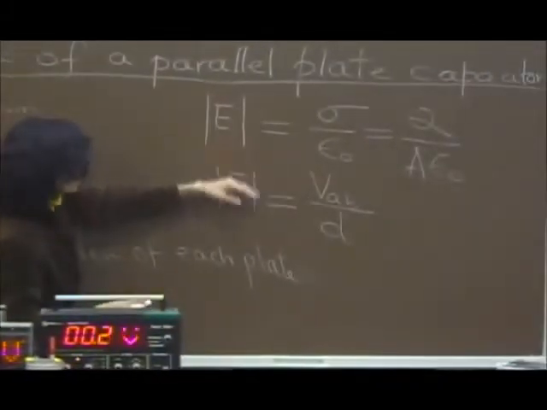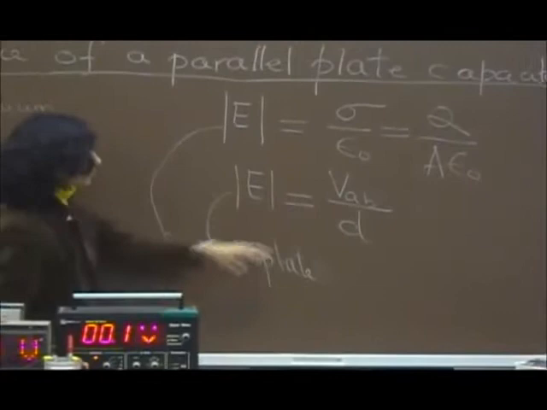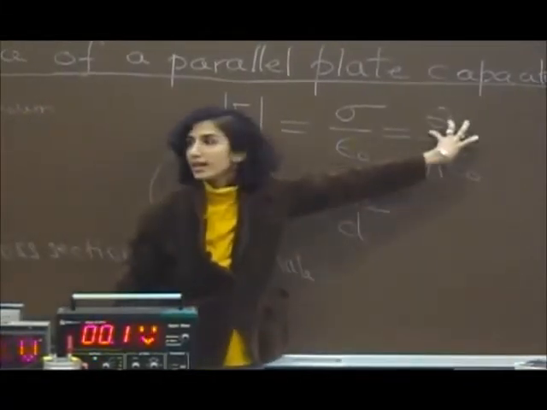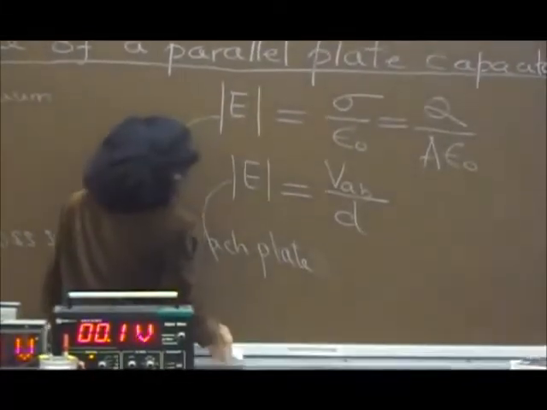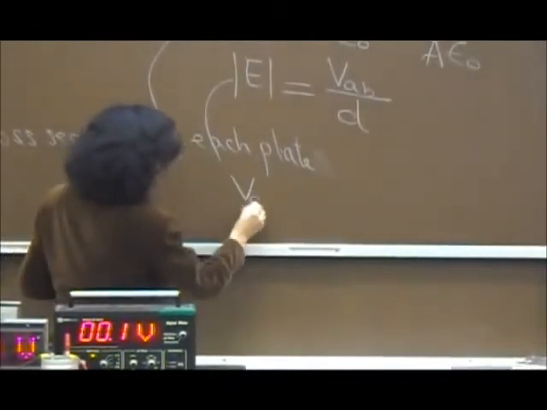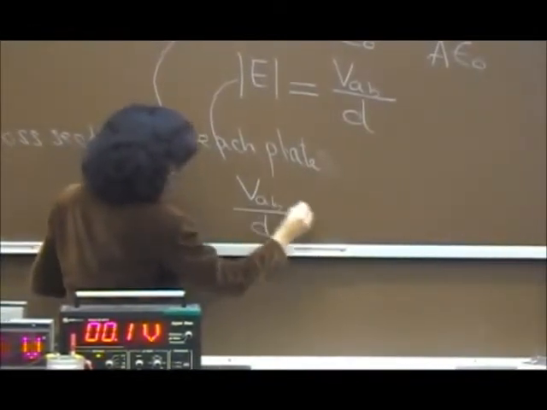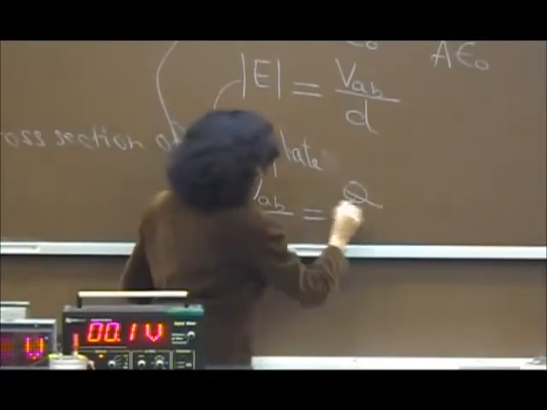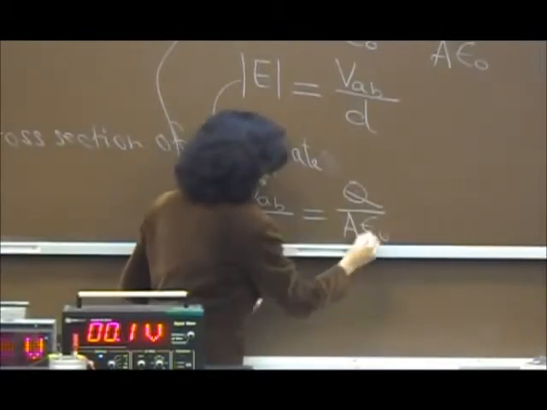Using both of these relations, what do you find? Can I say that this then must be equal to this? Okay, so we are almost there. So then we can say, using those two, VAB divided by the distance between the plates is equal to Q divided by A times epsilon 0.